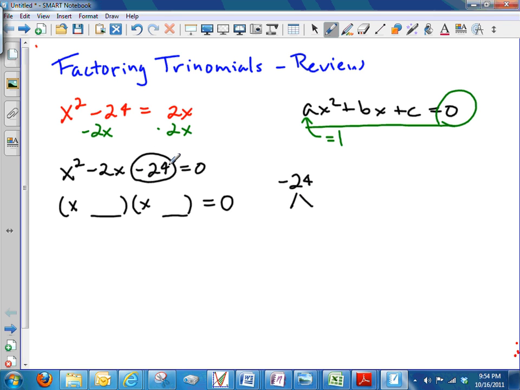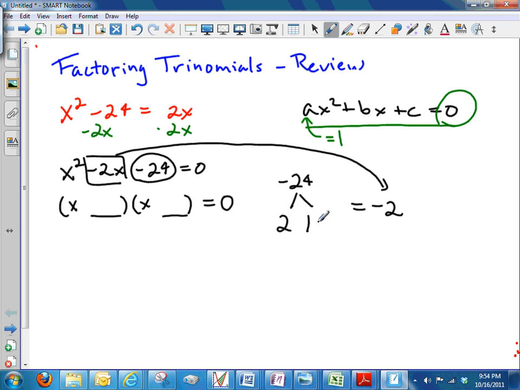The c term is negative 24, and I need two factors of the c term that add to the b term. So here's the b term. So I start thinking of factors of negative 24, and the first one that I can come up with is 2, and I know 2 times 12 gives me 24. Now, if one of those had a negative sign, because we'd need one of them to be negative to get that negative 24, is there any way for those two to equal negative 2? 2 plus 12 is 14. 12 minus 2 is 10. I just can't think of a way to get to 2, so that's not going to work.